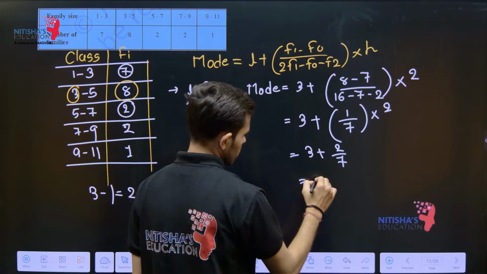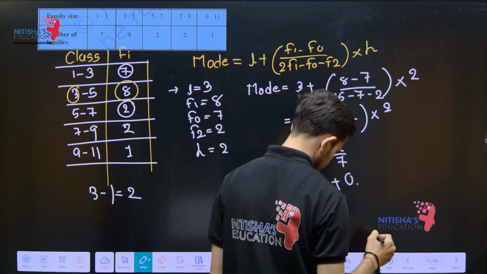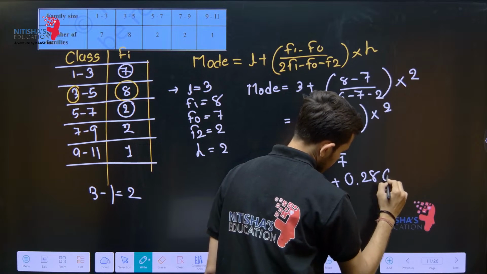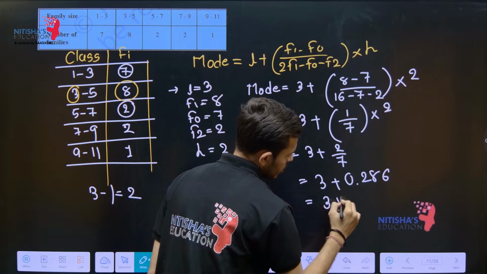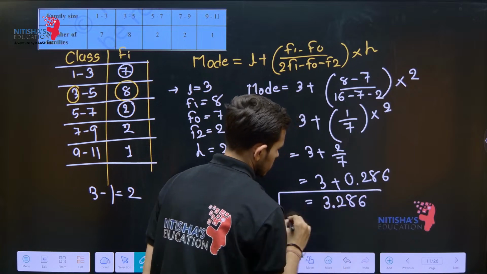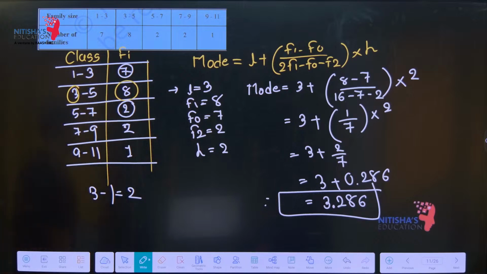So it is 3 plus, if we divide 2 upon 7, then it will be 0.286. So my mode will be 3.286. So this is the mode of the given question.